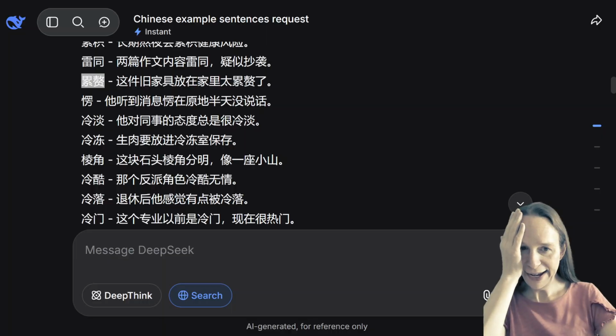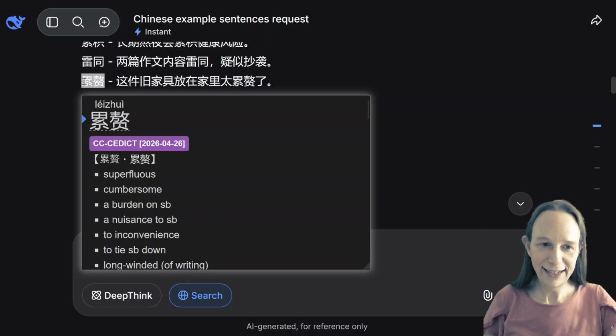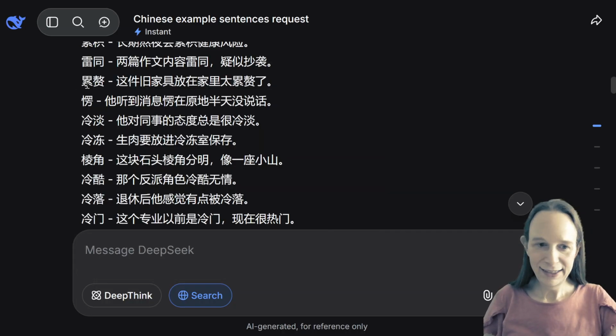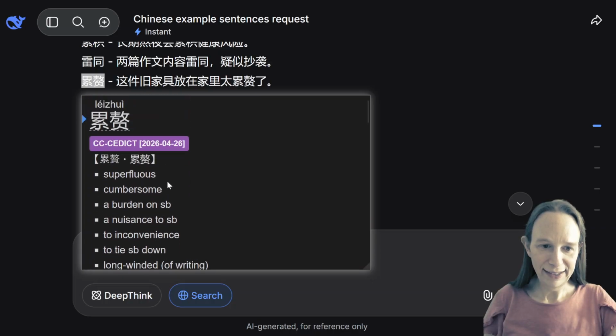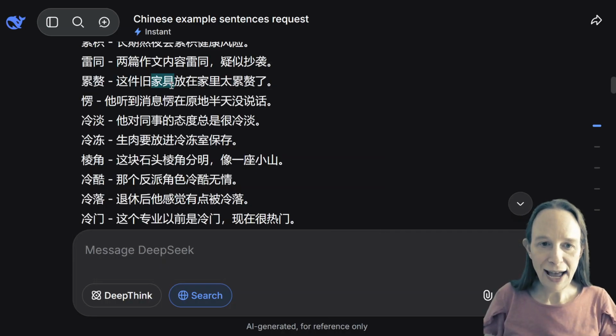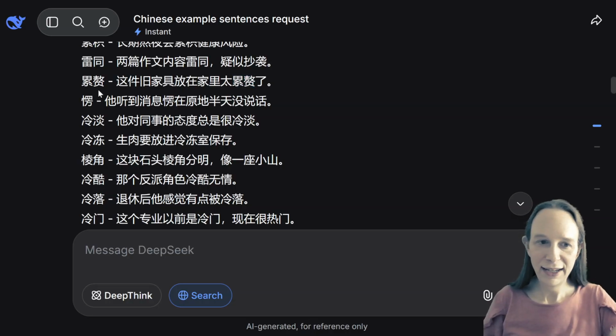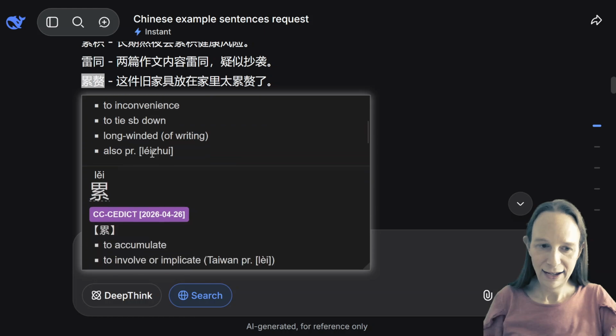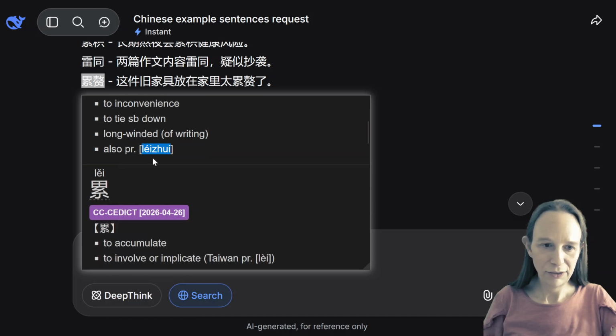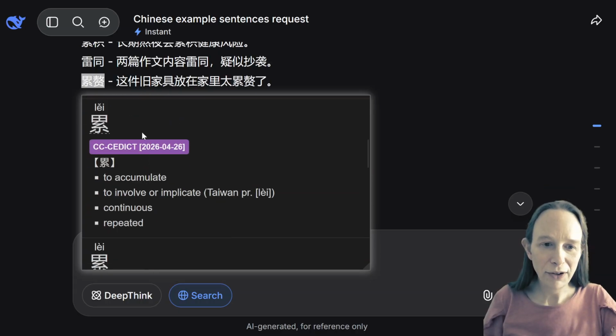This is one of these rare cases that lei is pronounced second tone, right? 累赘. This is a burden or something like this, right? 累赘, superfluous, also a burden on someone. 这件旧家具放在家里太累赘了. Yeah, if there's something you don't want, it becomes a burden. 累赘. Also pronounced 累赘, that's with neutral tone. 累赘, right.